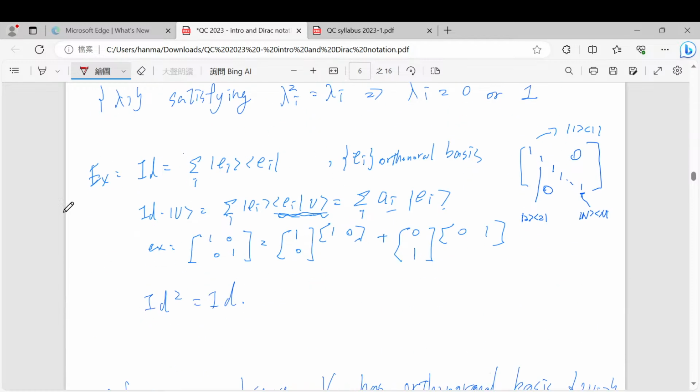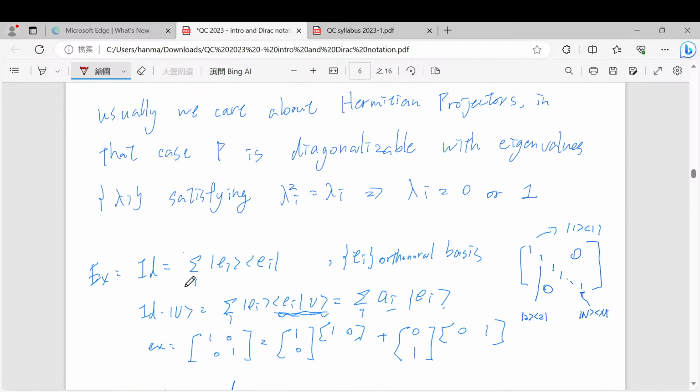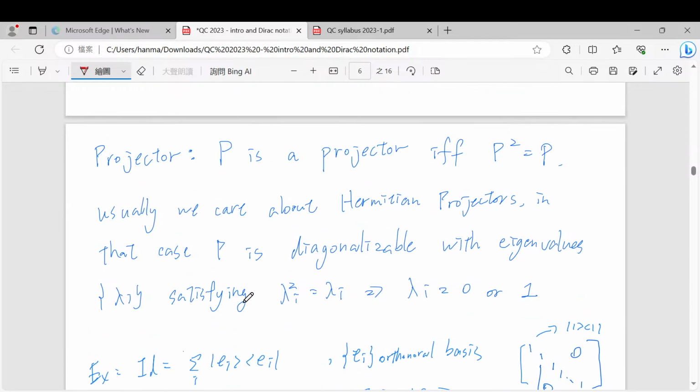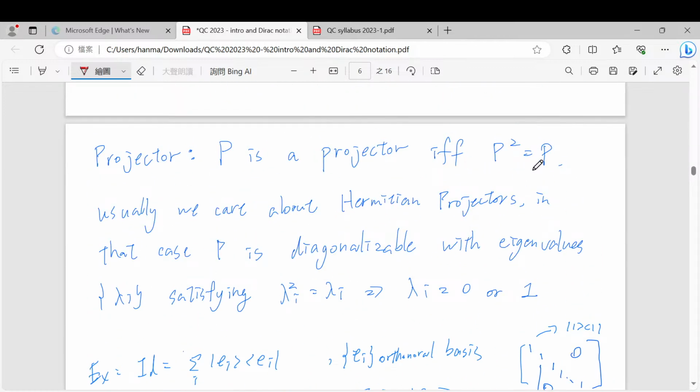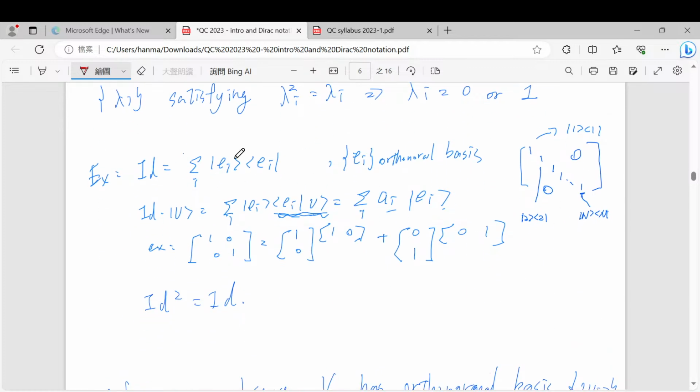So for example, we have a very funny projector here. The projector is the identity matrix, with 1s on the diagonal. And obviously the eigenvalues are all 1, so it's a projector. Let's check the definition first: identity equals this, and obviously identity squared equals identity, and so it's a projector.